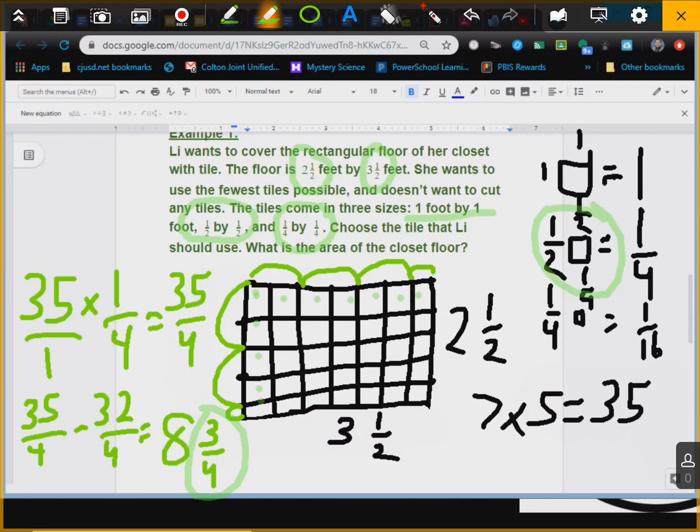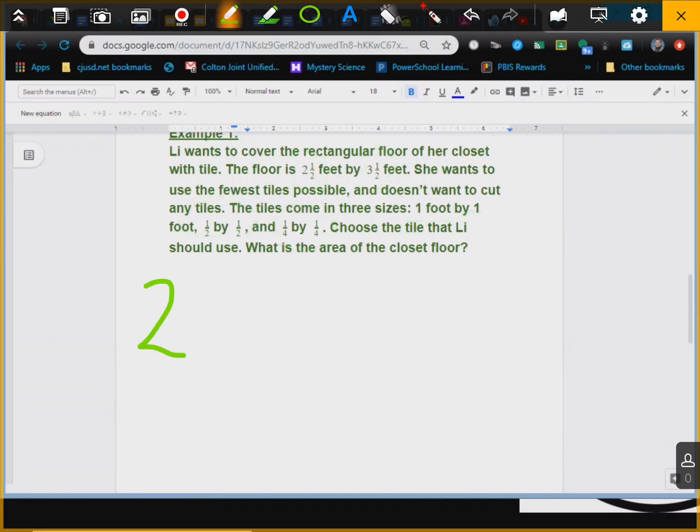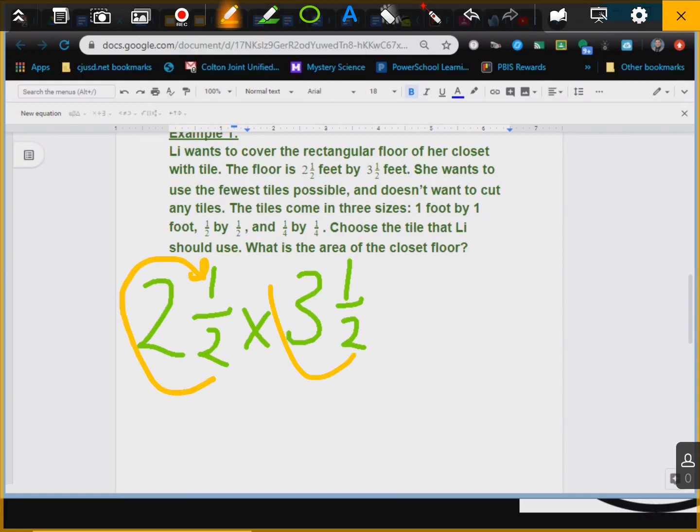Okay, let me show you the second method, because this might be a little bit simpler for most of you. So what you do is you take 2 1/2 times 3 1/2, and you do what I like to call the roller coaster method. Okay? And what you do here is you take the denominator and multiply it by the whole number, and then you add the numerator. So you multiply, then add. Let me show you what I mean by that.